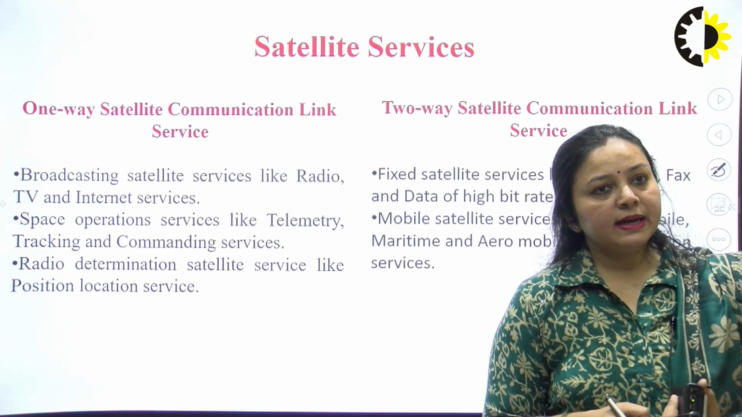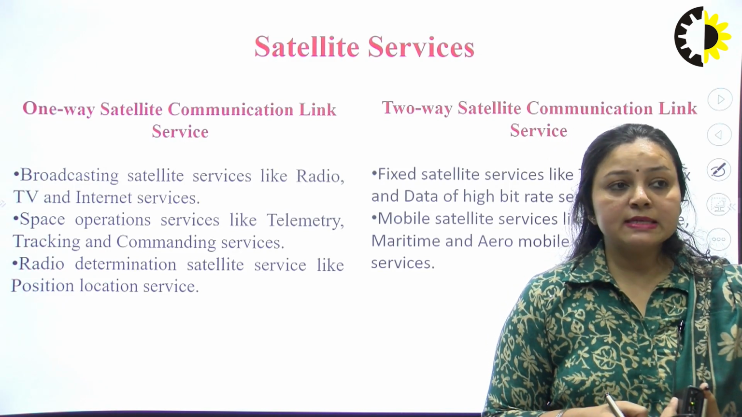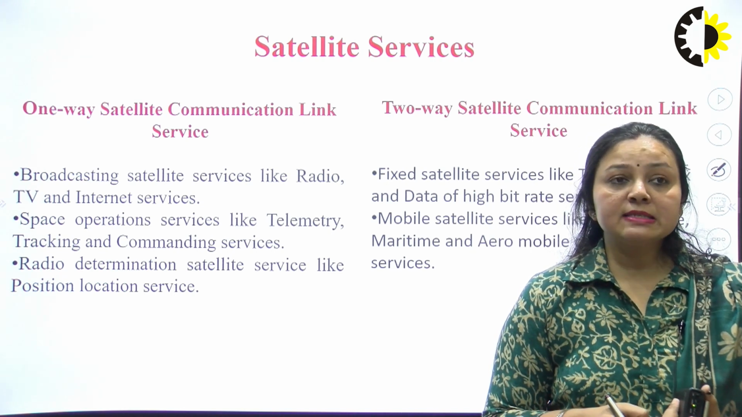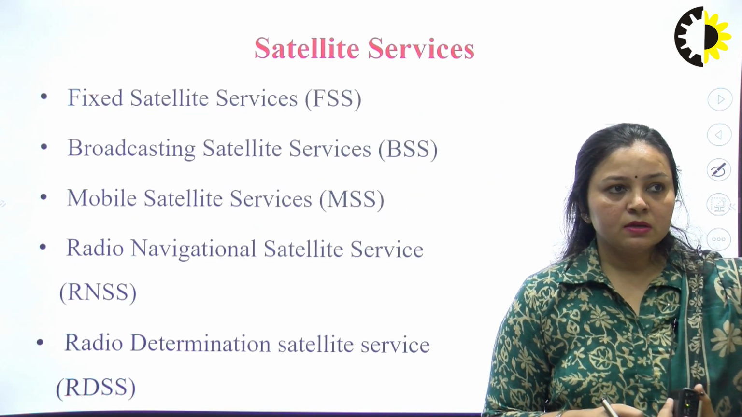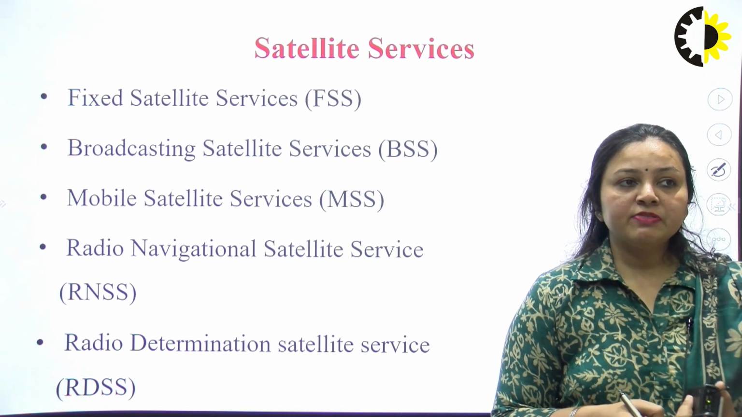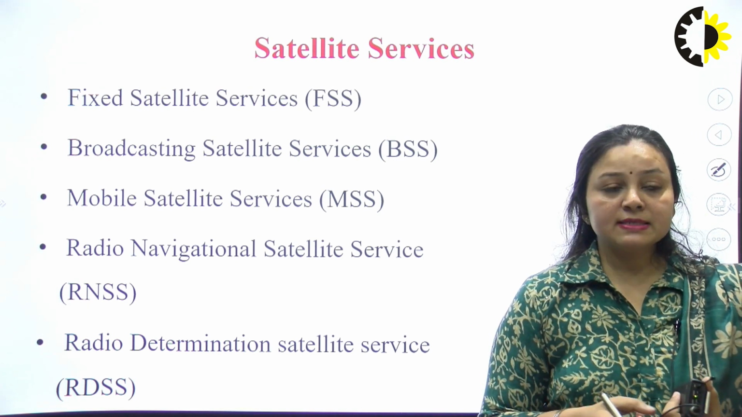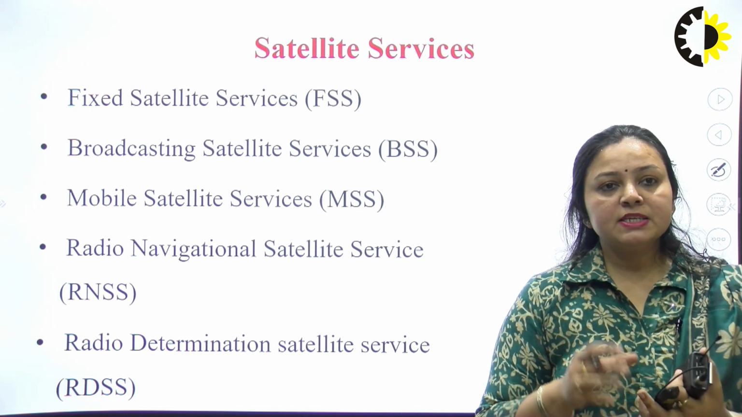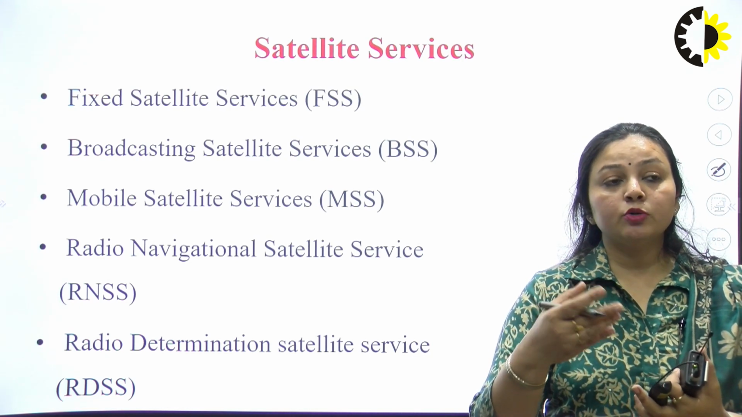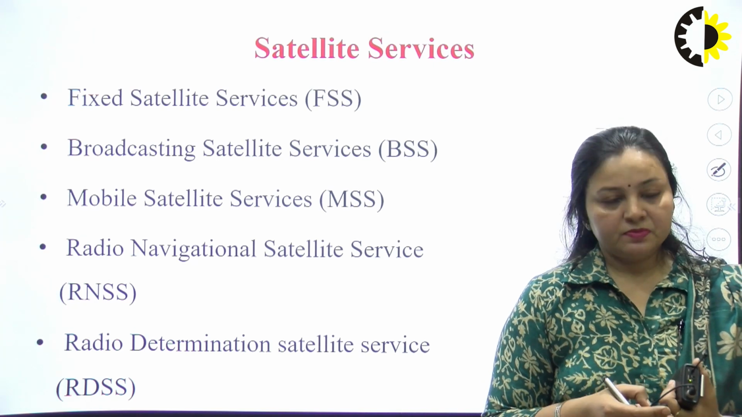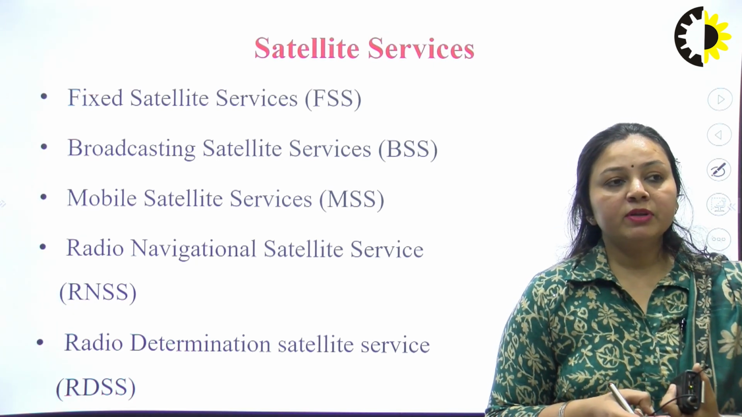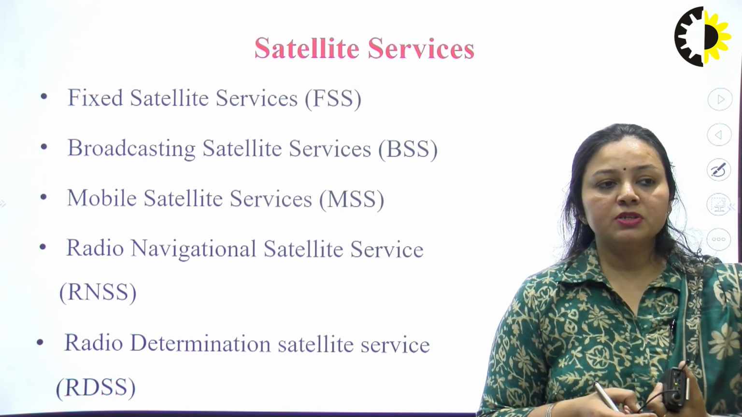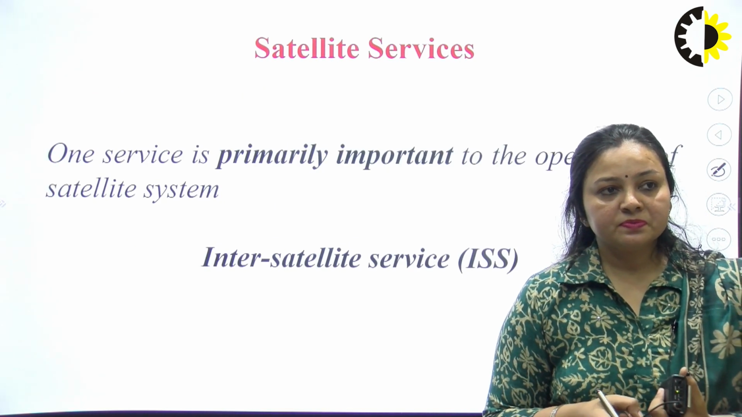So all these types of satellite services are basically dependent on the application. With a one-way satellite link or two-way communication, you have a broadcast satellite like radio, TV, internet services, or you can have fixed services. We have classified them into fixed satellite service and broadcasting. Fixed means that you are limited to a particular telephony region, and broadcasting means you are broadcasting direct to the home. Then you can have the mobile satellite service, radio navigation satellite service and radio determination satellite service.